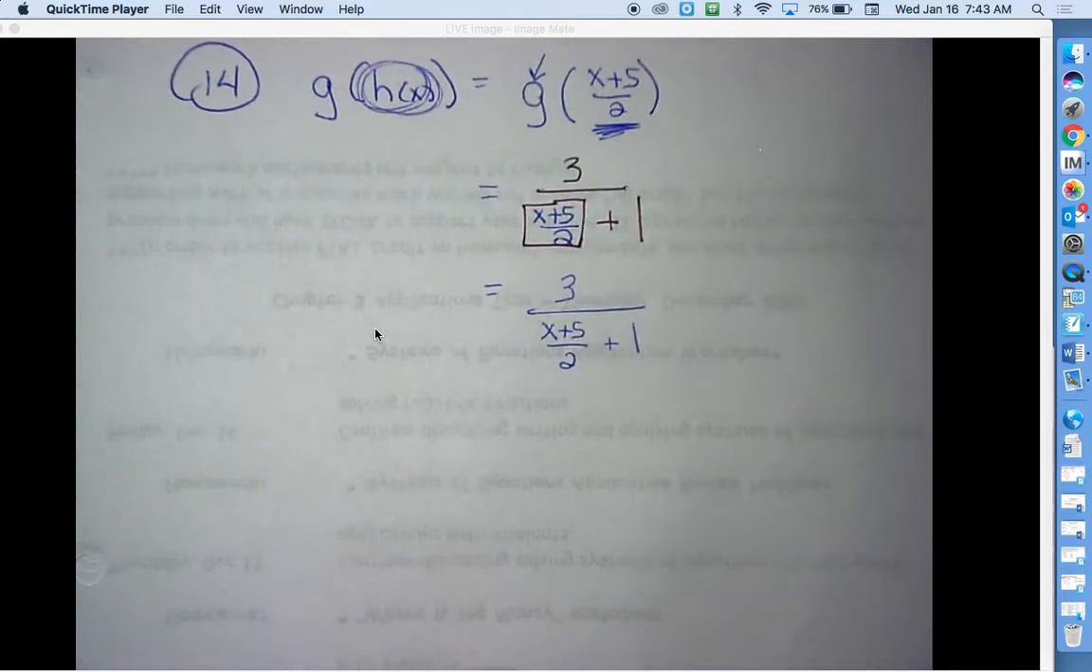In order for you to add fractions together, what has to happen? Like, why can you add fractions together? Maddie? Yeah, you have to have common denominators.